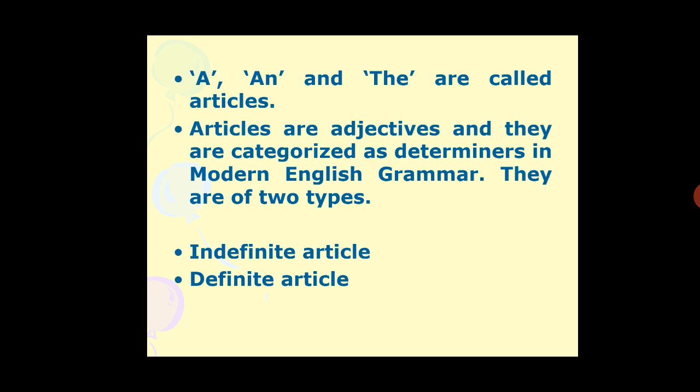First of all, you must understand what is an article. Article is generally an adjective and they are categorized as determiners in modern English grammar. Generally, articles are of two types, indefinite article and definite article. Generally, a, an and the are called articles. Usually, we place articles before a noun.